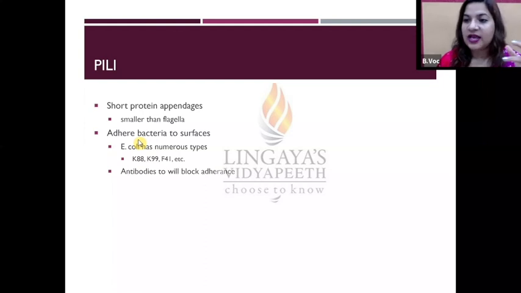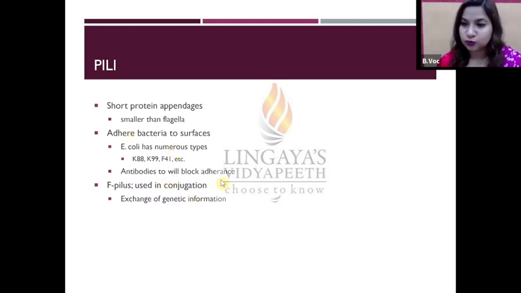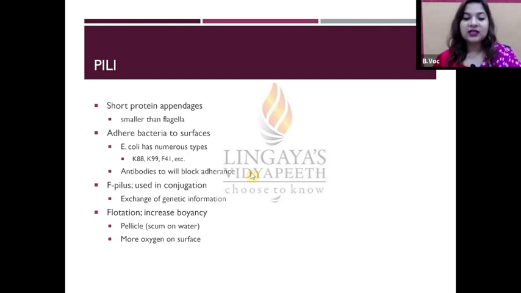If we talk about an example, E. coli has numerous types of pili in it. The antibodies will block the adherence, but the F pilus is also used in the conjugation process and the exchange of genetic information in the bacteria. The pili also provide flotation, which will increase the buoyancy of the bacterial cell.